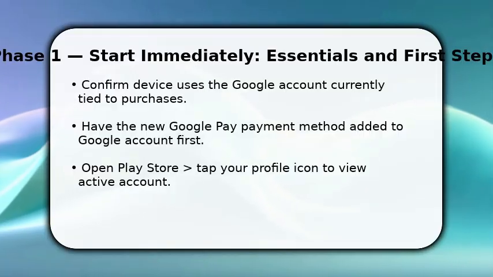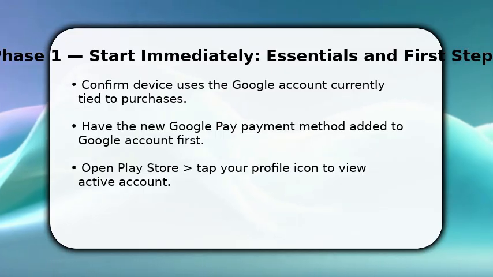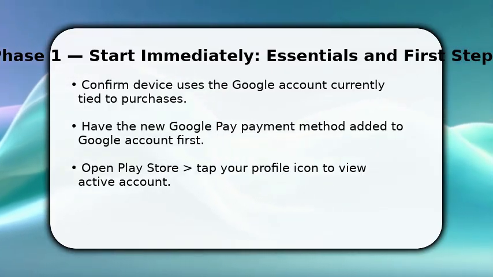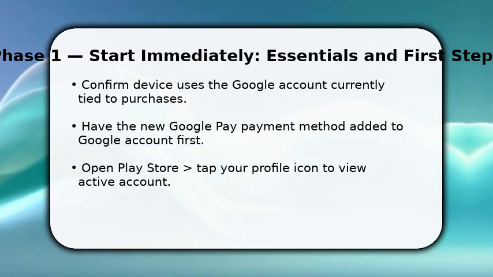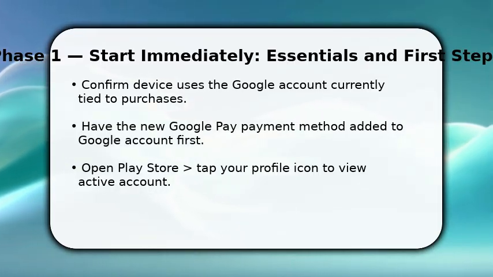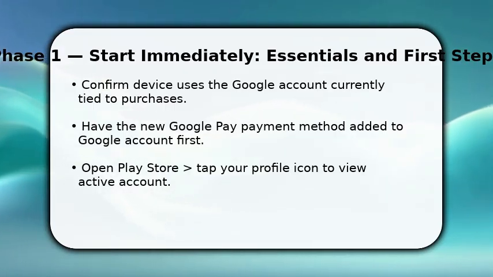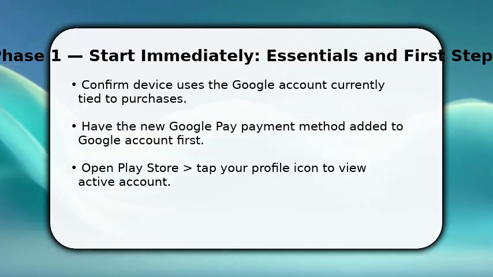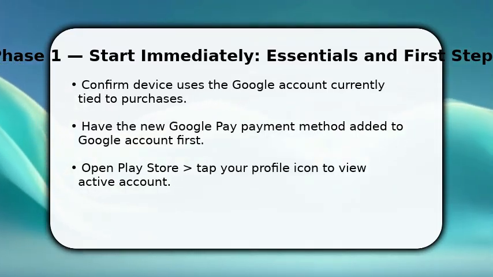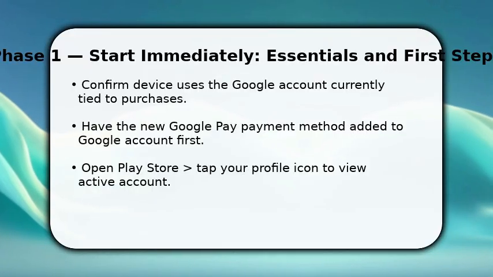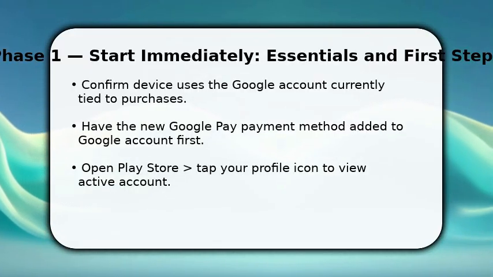You start by verifying accounts. Make sure the Google account that will buy apps is signed in on the device. Once done, add the new payment method inside Google Pay for that same Google account so it appears in Play. Now open Play Store and tap your profile icon to confirm which Google account is active. This determines which billing profile will be used for in-app purchases, so don't skip this check.